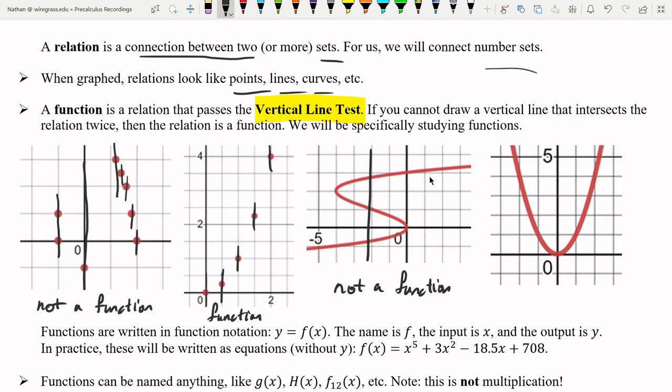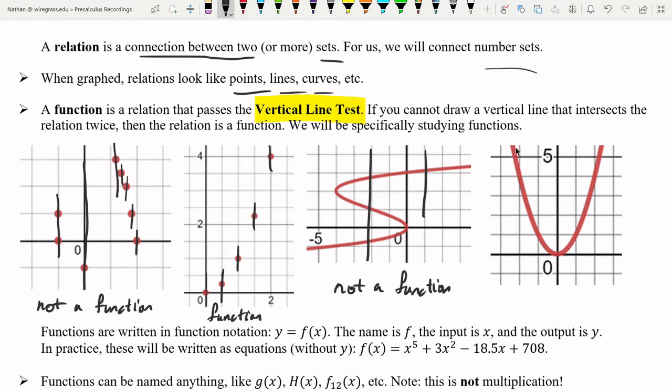I should say real quick, on this one, I can draw a vertical line right here, and that only intersects the relation once. However, if you can draw a vertical line where it intersects it twice or more, then it's not a function. All you have to do is be able to draw one vertical line that crosses twice, just like I did in this first graph. If I can do it once, then that means the whole thing is not a function.